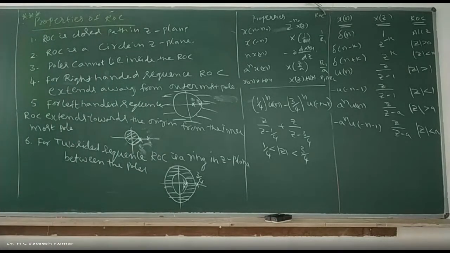Therefore, what you should understand from this is that the shaded area is nothing but the ROC. ROC is nothing but the values of z for which X of z is obtainable or finite. So that's what you should understand in this concept.